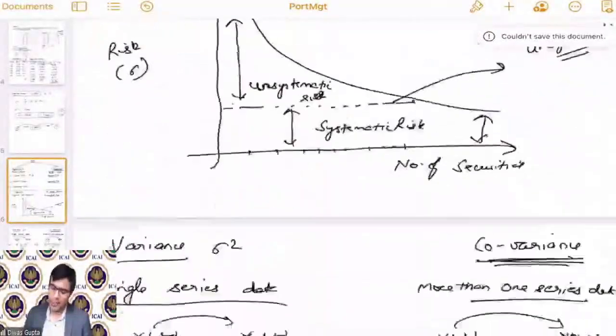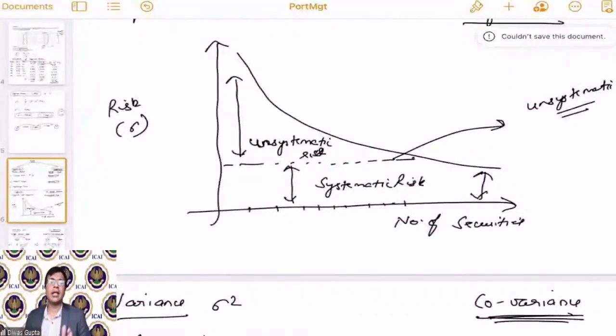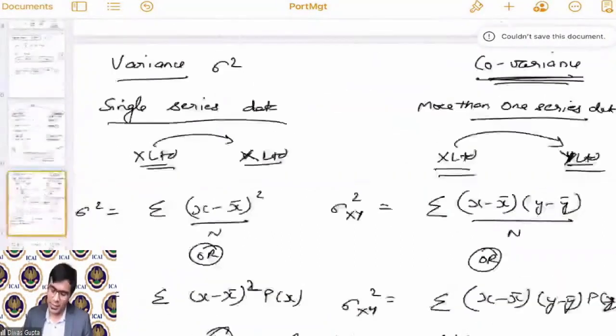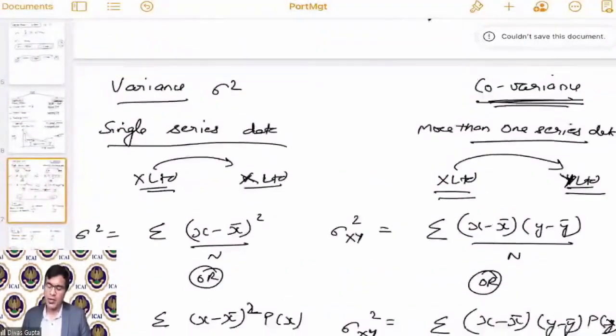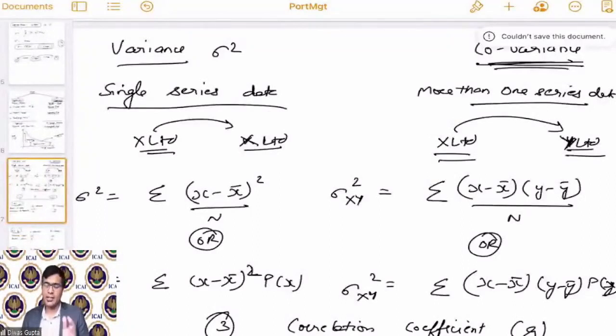And we have also seen that diversification can happen with the increase in the number of securities, but still the systematic risk will still be there, because systematic risk is there in all the securities. Unsystematic risk you can eliminate. This is what we have studied in the previous question also. And we also studied what is the meaning of variance and covariance.